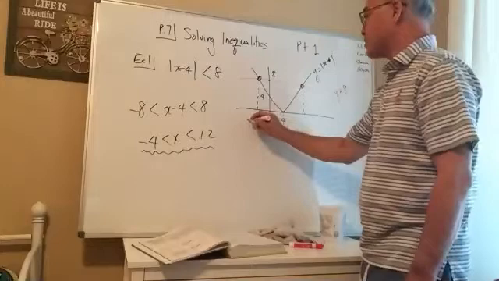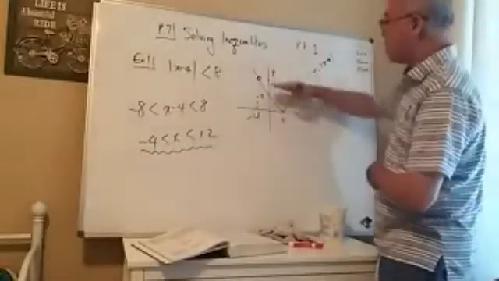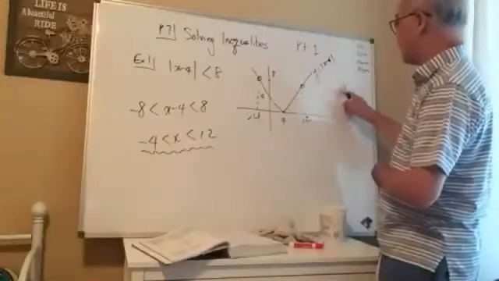Okay, did everybody see that? Do we understand what we're looking at here when we're solving it graphically? We're looking at the portion where the graph of this guy is underneath, or less than, 8.